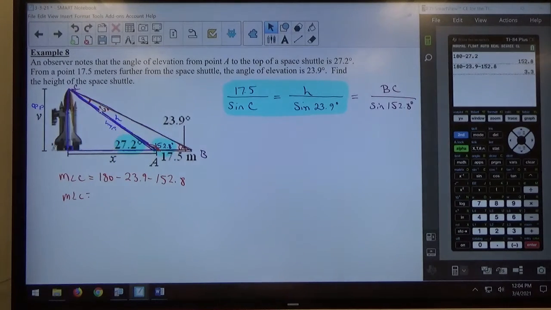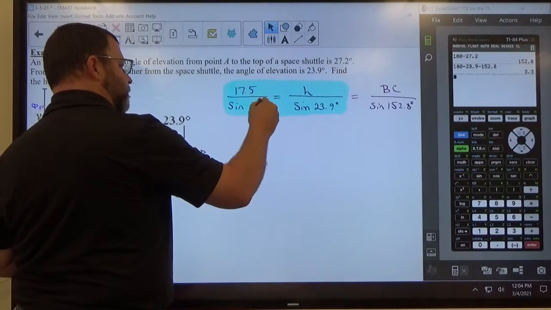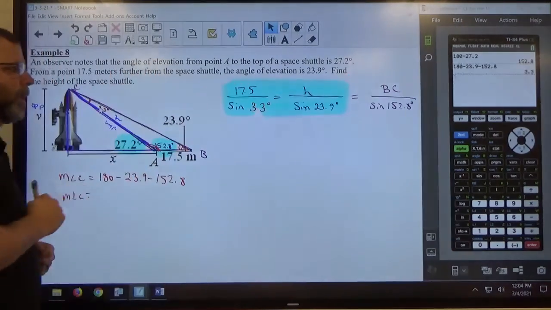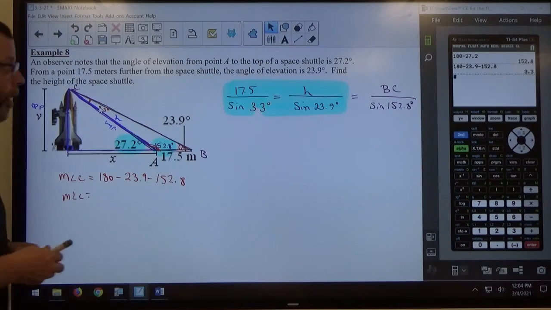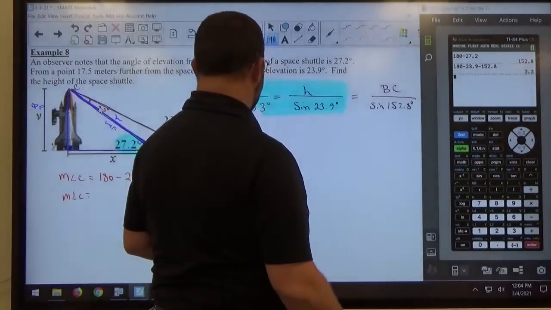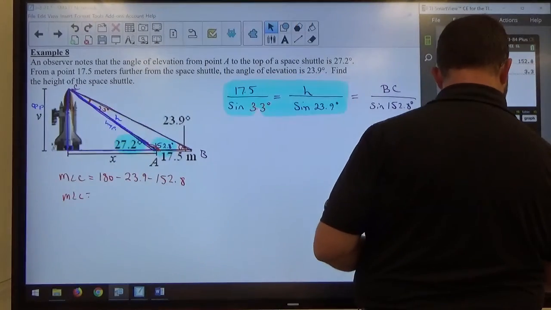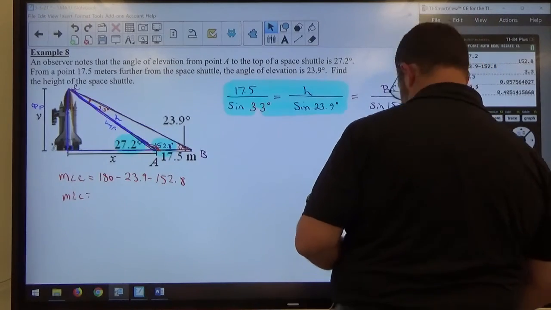All right. And what that does for me in this proportion is I can replace C with 3.3 degrees. And now looking at the blue highlights, that portion of the proportion can be solved now because I've only got one unknown in it. I do need to evaluate the sine of 3.3 and the sine of 23.9 to do it.